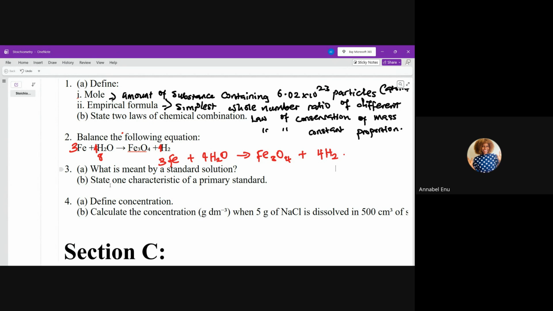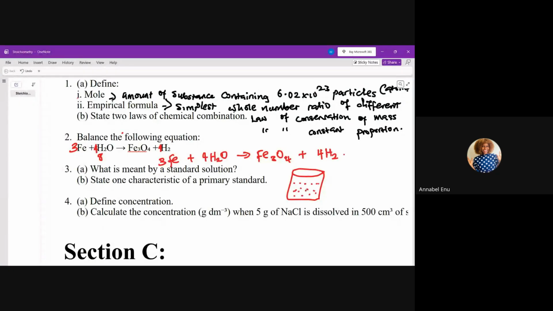Now, a primary standard is a pure and stable standard solution. Now the next question is, what is concentration? Concentration is the amount of solute per unit volume of a reactant. So in simple explanation, concentration is more like we have this jar or this cup, and it is containing water.